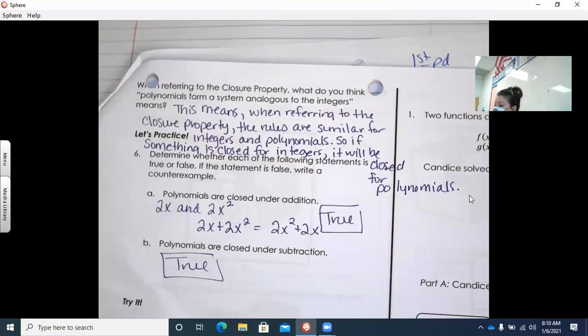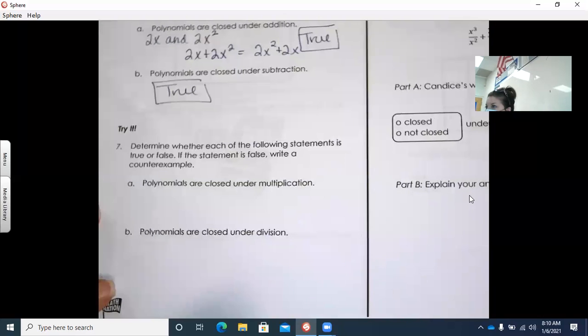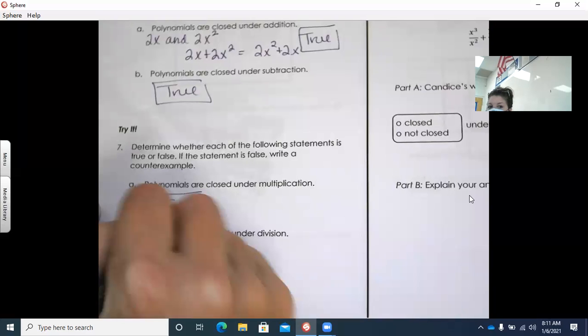All right. Determine whether each of the following is true or false. We're going to do the same thing. Polynomials are closed under multiplication. Think that's true or false? If I multiply two polynomials together, you think I'm going to get a polynomial? Yes, you will. So the same is true for integers.